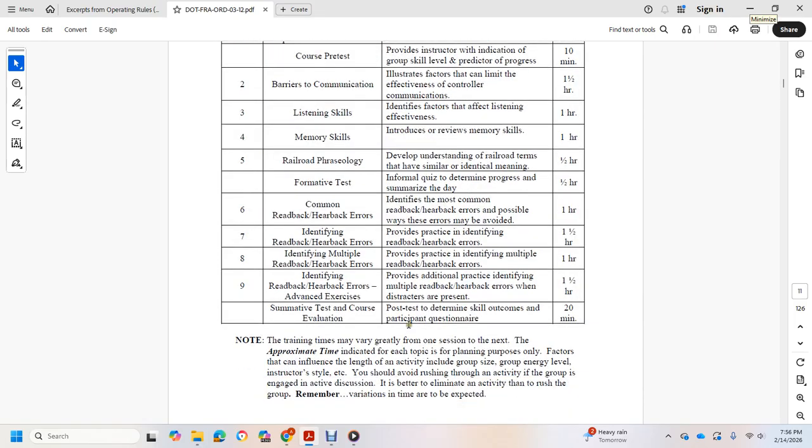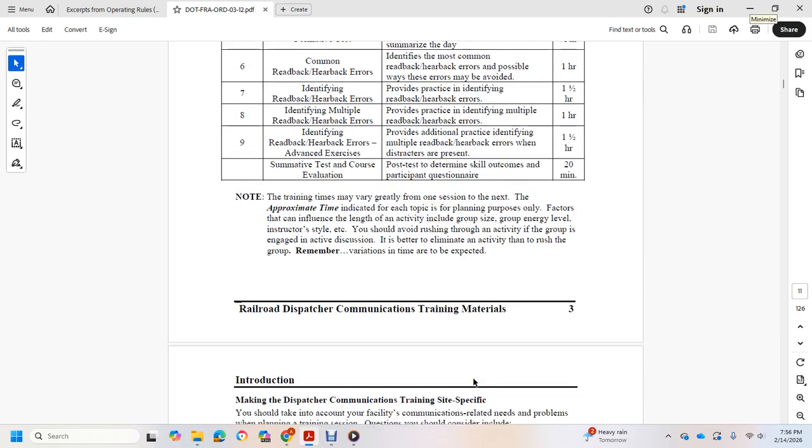Note that training times may vary greatly from one session to the next. The approximate time indicated for each topic is for planning purposes. Factors can influence the length of an activity, including group size, group energy level, instructor style, etc. You should avoid rushing through any activity in this group, but engage with the activity and discussion. It is better to eliminate an activity than to rush the group. Remember, various end times are to be expected.